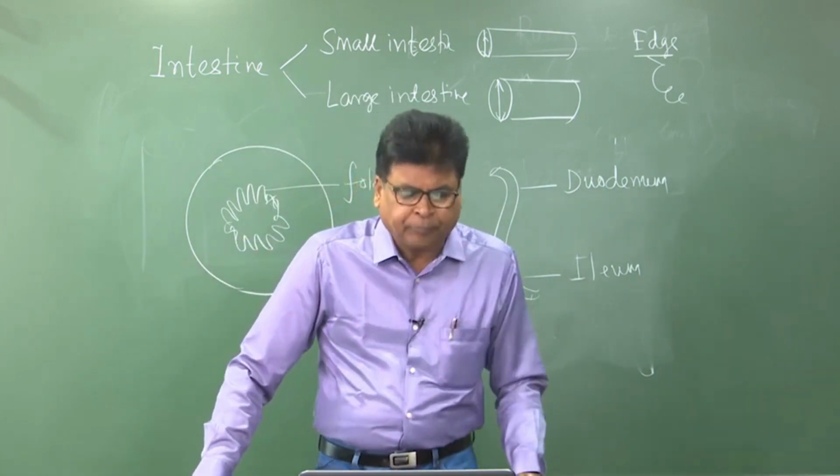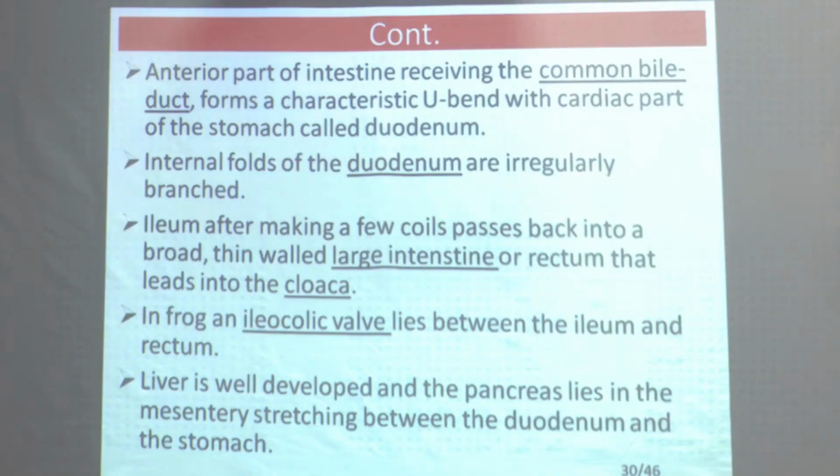In contrast to that, the ileum, being longer, makes a few coils and then passes back into a broad, thin-walled large intestine known as the rectum, which leads into the cloaca. Again in amphibia there is a common aperture, the cloaca, which serves both the urinogenital system and the digestive system. That means the rectum opens where the urinogenital aperture is present.